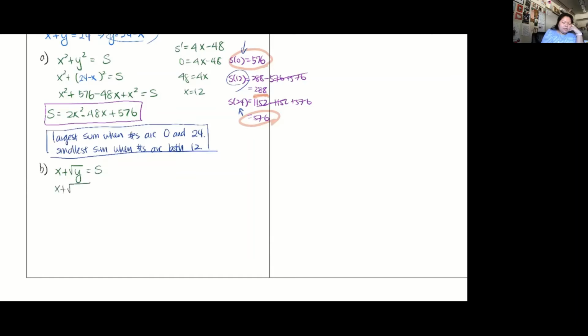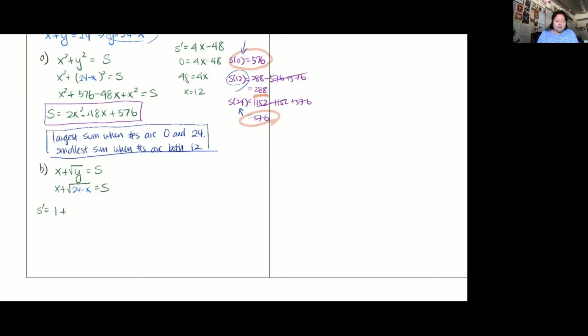So X plus root Y, I still have the same condition as before. So Y is still 24 minus X. Equal to the sum. And now you want to take S prime as always, because you're trying to find the maximum and minimum. You want to try to find the largest or the smallest. So S prime equals, the derivative of the first one is 1. That one's nice. Plus, you have the square root of 24 minus X.